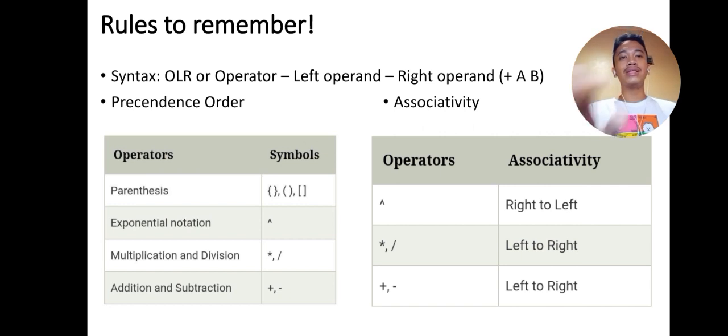When we say precedence order, it is the priority order. This means that parenthesis is the highest priority. Next is exponential notation, followed by multiplication and division, and then addition and subtraction. So addition and subtraction is the lowest priority. As for associativity, this applies when two operators of the same level are both present in the expression. When exponentials are both present in the expression, we read from right to left. If both multiplication and division are present in the expression, we need to read from left to right, and the same goes for addition and subtraction.